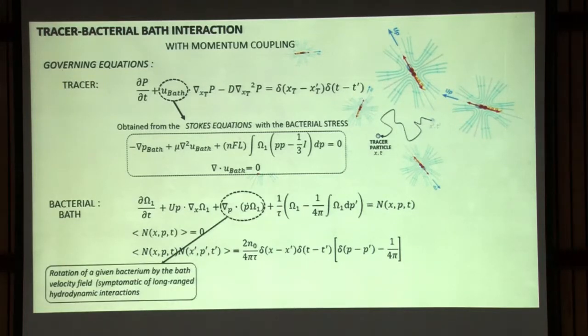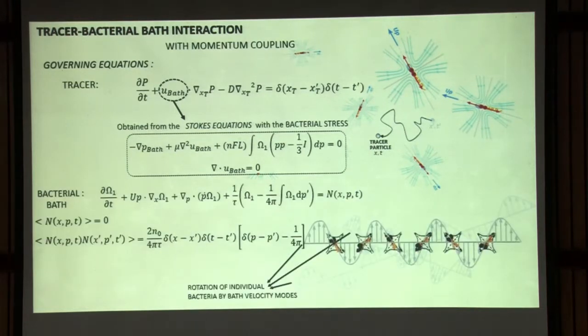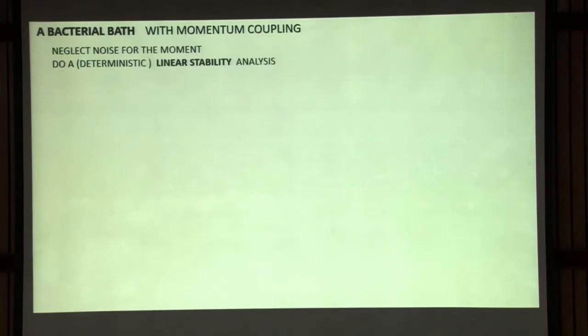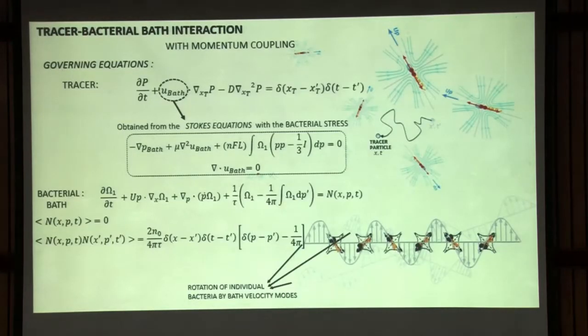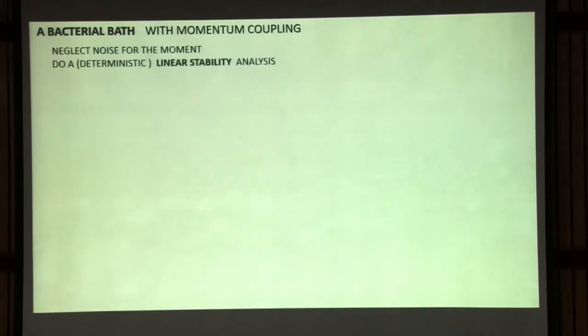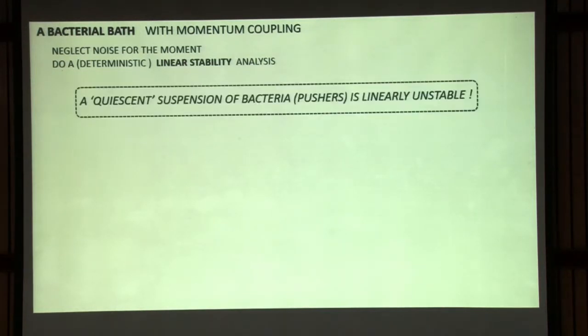That's the rotation of a given bacterium by the bath velocity field, which is really symptomatic of long-ranged hydrodynamic interactions. Before I tell you the final answer, to get a feel for this, we'll kill the noise so that I have a deterministic system, and try to look at what the solution of the Stokes equations coupled to the mean kinetic equation is. In other words, I perturb it and do a linear stability analysis. And if you do this, then you find an instability. That is really collective motion at linear order.